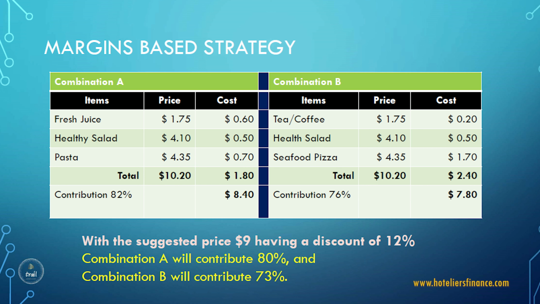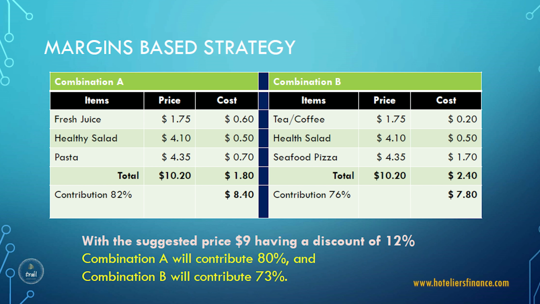And if we sell combination B, because it has a high cost item of seafood pizza, the contribution is only $7.80, which is 76%. So now we want to sell this category in the market, and the suggested price is, let's say, $9. So a customer comes and sees a price of $10.20, combination A, combination B, he is getting a full meal. The outlet is getting a contribution of 82% in combination A and 76% in combination B. Now let's say the suggested price is $9, we give a discount of 12%.